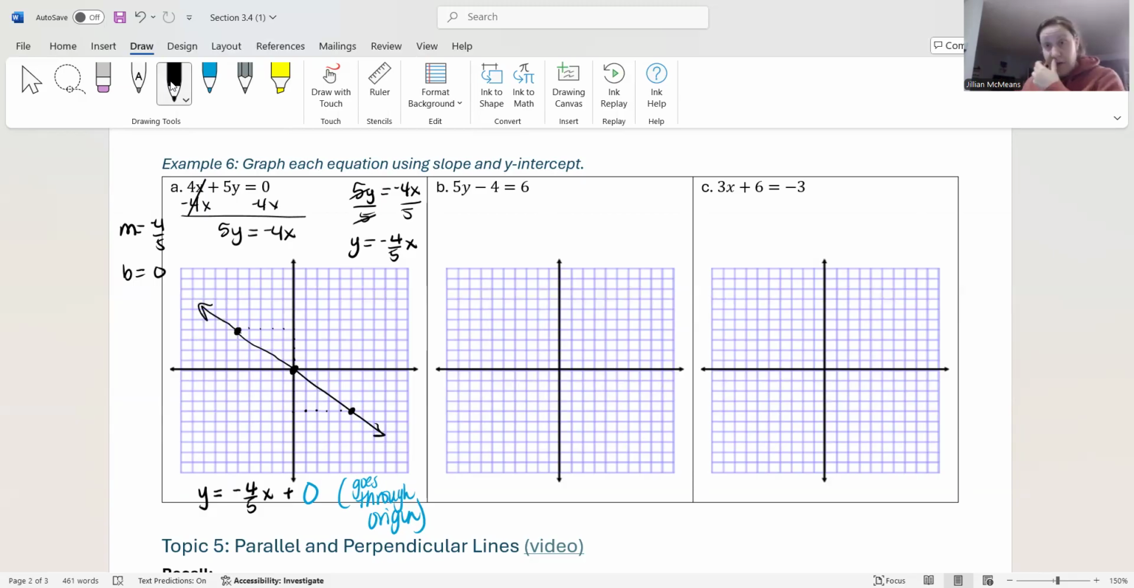So just be on the lookout for those equations that have an x term and a y term, but no constant term. Nothing to be afraid of. We just go through the origin. Okay? Now for part B, notice we're missing an x.